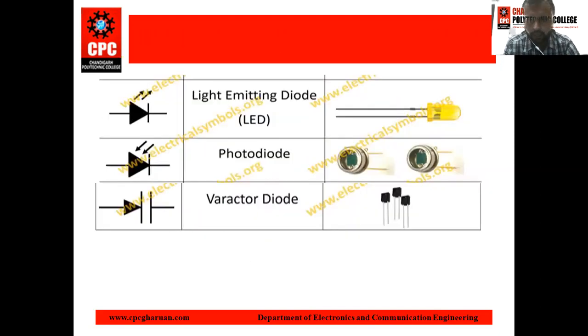Next is the varactor diode. Varactor diode is also called a variable diode. It is used in radio receivers, TV receivers, and satellite receivers. It works in reverse bias. It can vary its capacitance.